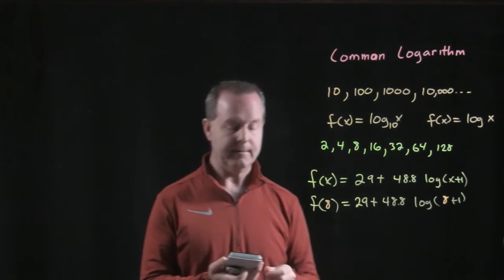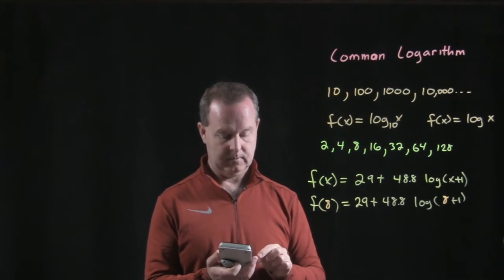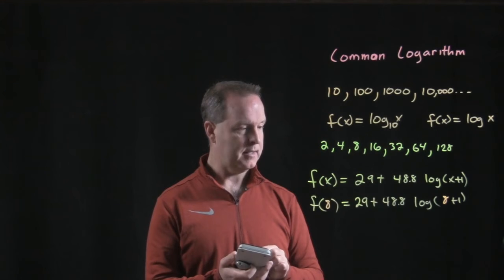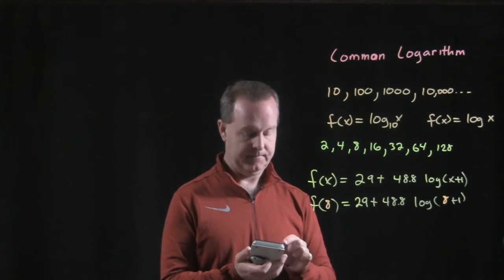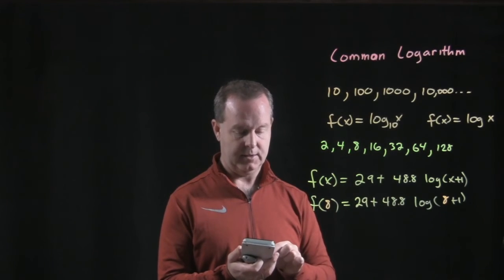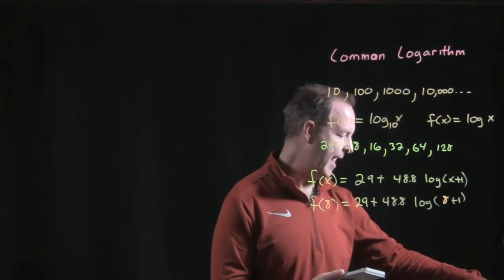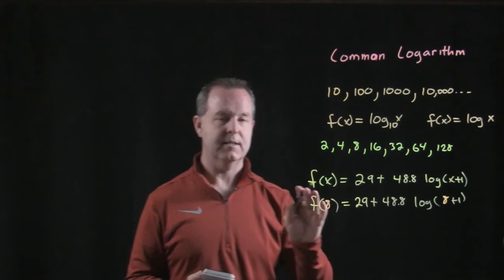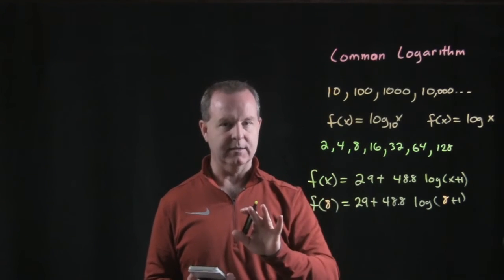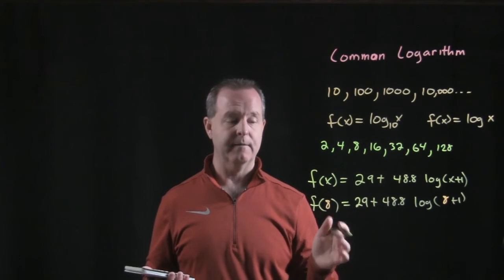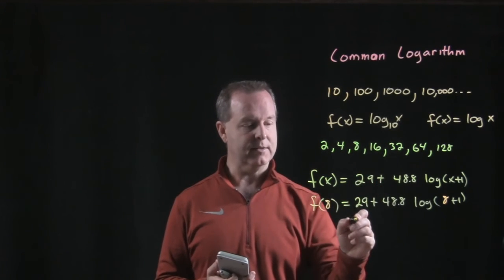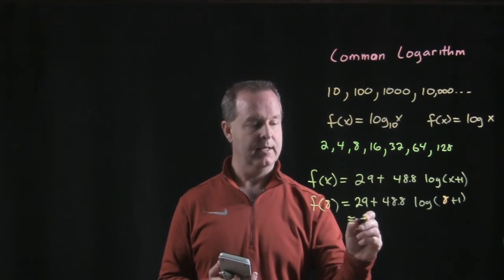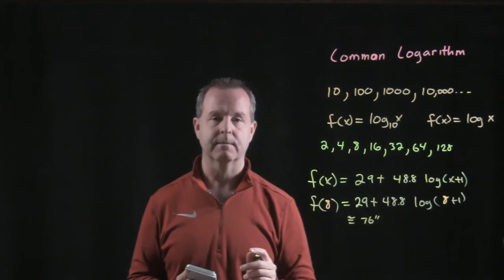So how do we evaluate that? Well, there's a black box. Find my log key, 9, parentheses, enter. And the average height, so this models the average height of a child from ages 5 to 15. So for an 8-year-old, the average height based on this model came out to approximately 76 inches.